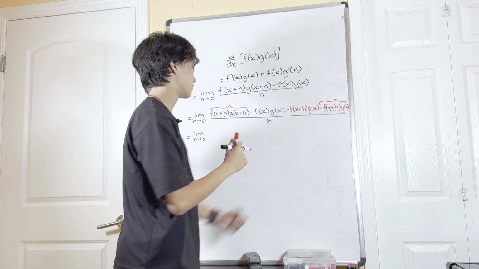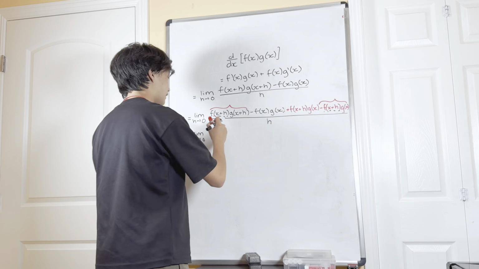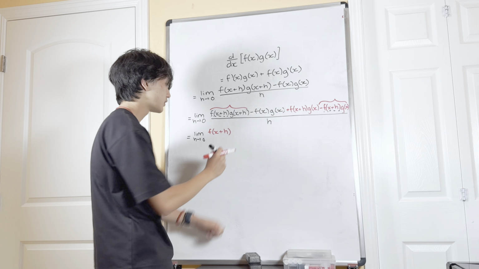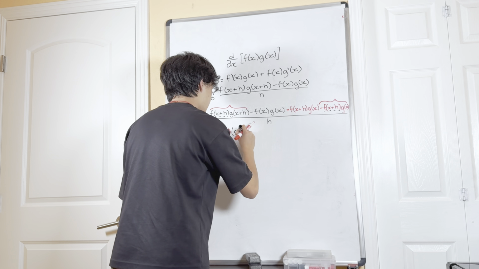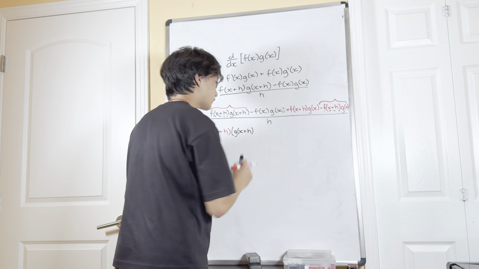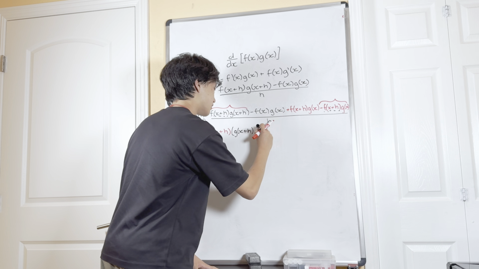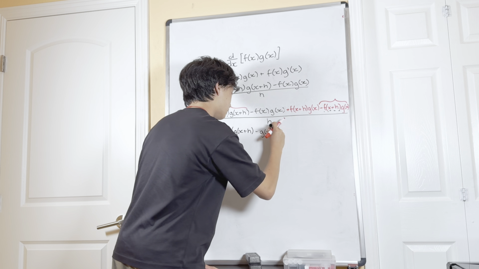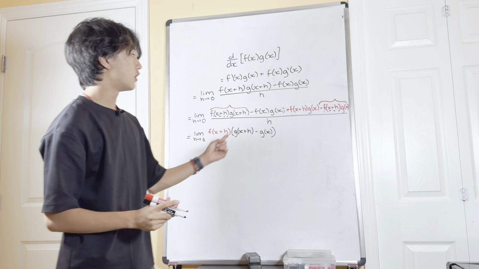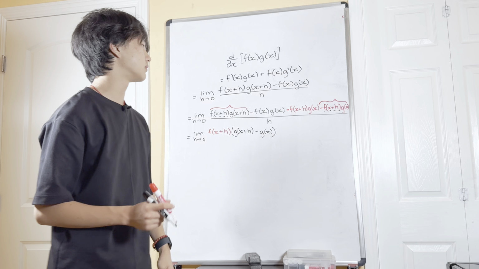We can group these terms and factor out the f of x plus h. So we factor that out. And then what do we have left? Well, from this first term, we have this g of x plus h. From this last term, we have this negative sign and this g of x. So it's just minus g of x. Okay, cool. But we still have these two guys to deal with. But that's also fine, right?